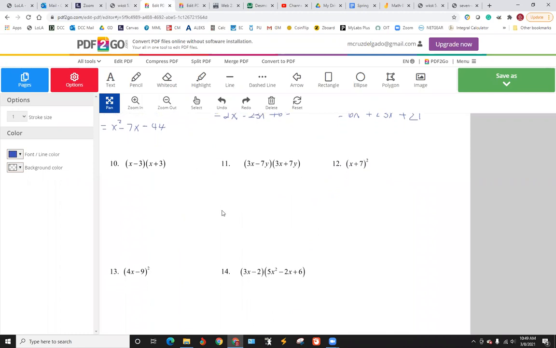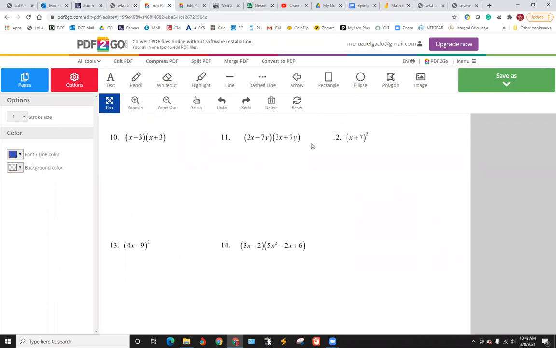The way these 10, 11, 12, and 13 work, it's the same procedure as what you're doing up here with no problem. Number 12, you just have to realize that that is the same thing as... all right, you just have to realize that, and then you can FOIL it out. Same thing with 13.